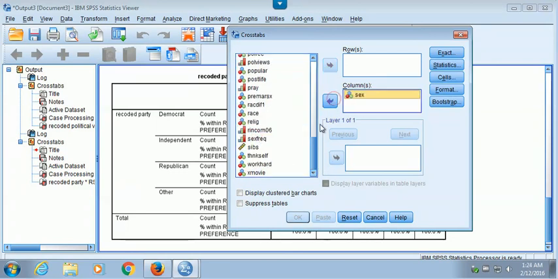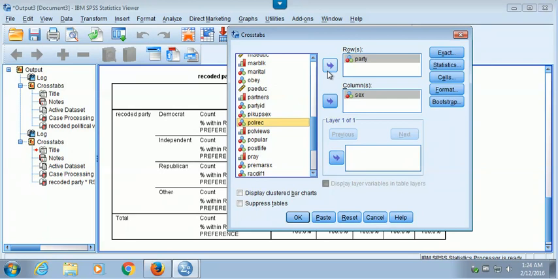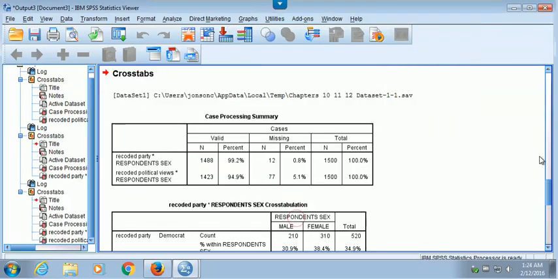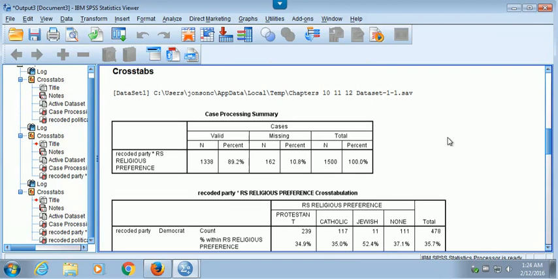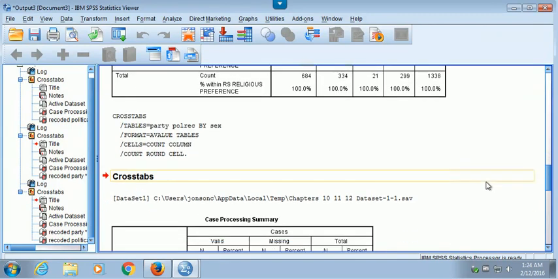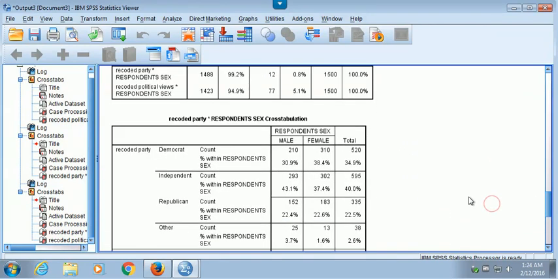So it goes in columns. We're going to look at both party, so Democrat, Republican, Independent, and other, and your political views, so political recode, so liberal, moderate, and conservative, and see if gender can actually pick out whether or not you're going to fall in one of these categories.